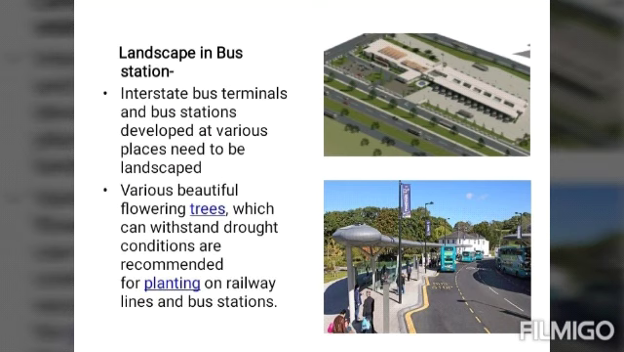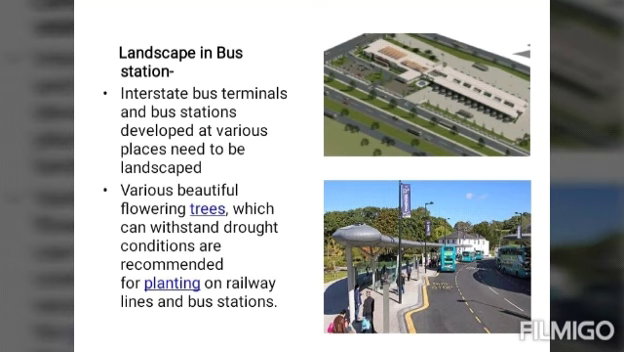And then, various beautiful flowering trees. Once again it comes to flowering trees, not only green trees but different colors of flowering trees you can plant around the bus station, around the premises, which can withstand drought conditions.